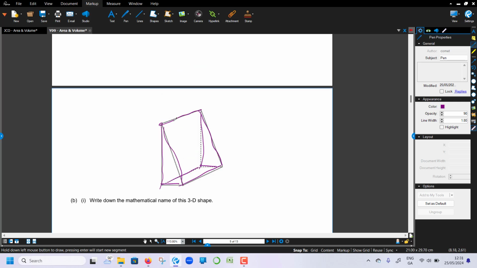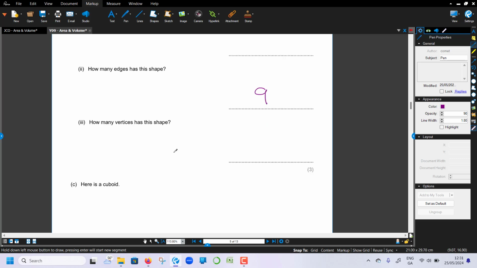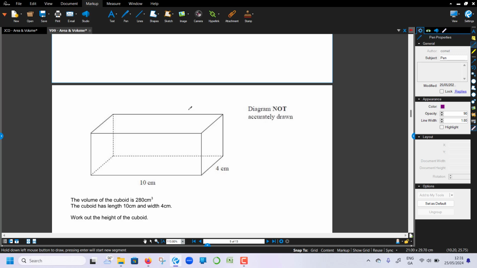How many vertices? Vertices are just corners. 1, 2. Count them: 3, 4, 5, 6. How many students get these wrong? Even the supposedly smart students get it wrong. 6.